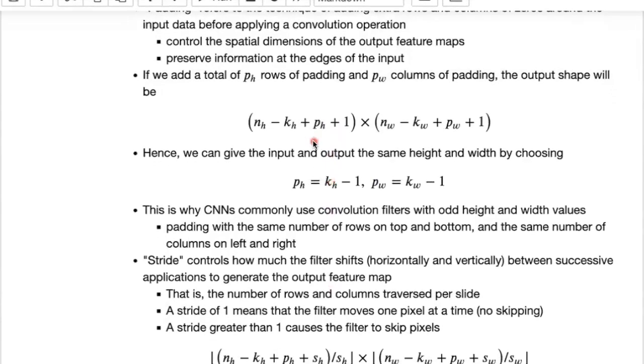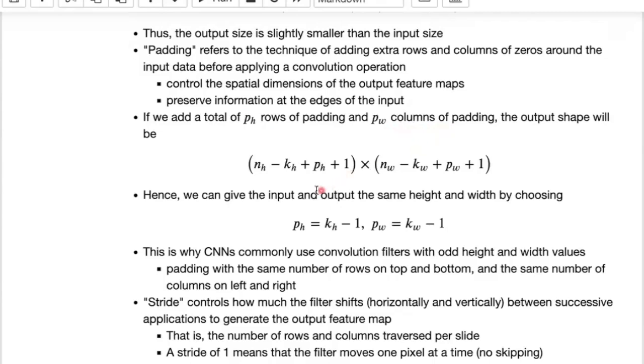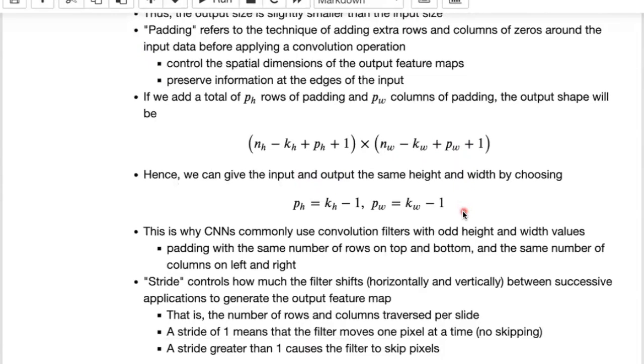And it is very easy to show that in this case, when you do this padding, if we have pH as the total number of rows of padding that we have added and pW as the total columns of padding, then the size of the output after the convolution operation is this: the new height and this is the new width, right? So the only difference here compared to what we had before is that you have to add that pH and pW to each dimension.